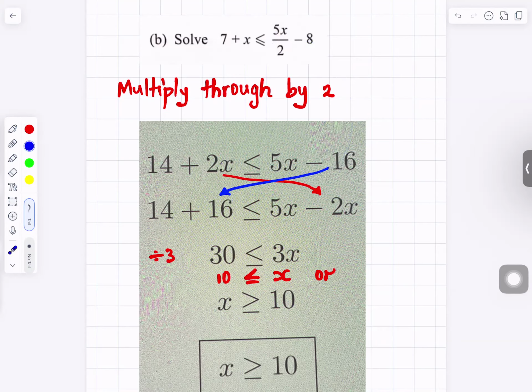And then you put all the x to the right-hand side and all the numbers to the left. So plus 2x, you take it to the right, it becomes minus 2x. And then 5x minus 2x, 5 take away 2 is 3. And then minus 16 goes to the left, it becomes plus 16. 14 plus 16 is 30. You divide by 3, so you have 10. So you can say 10 is less than or equal to x, or you can say x is greater than or equal to 10.